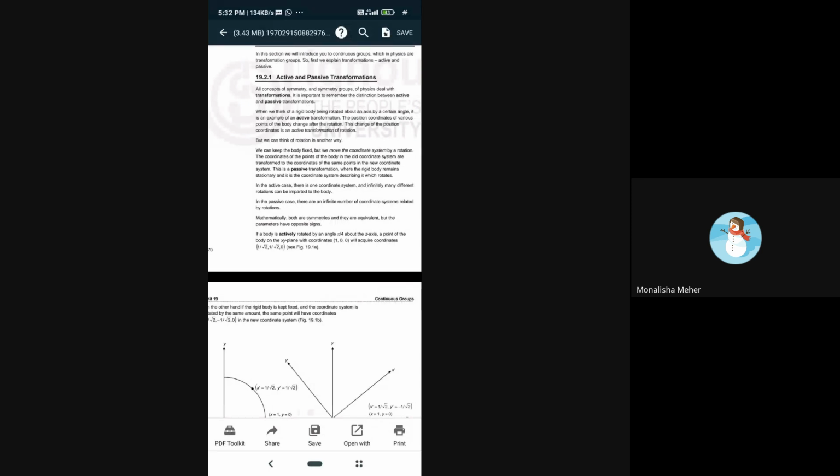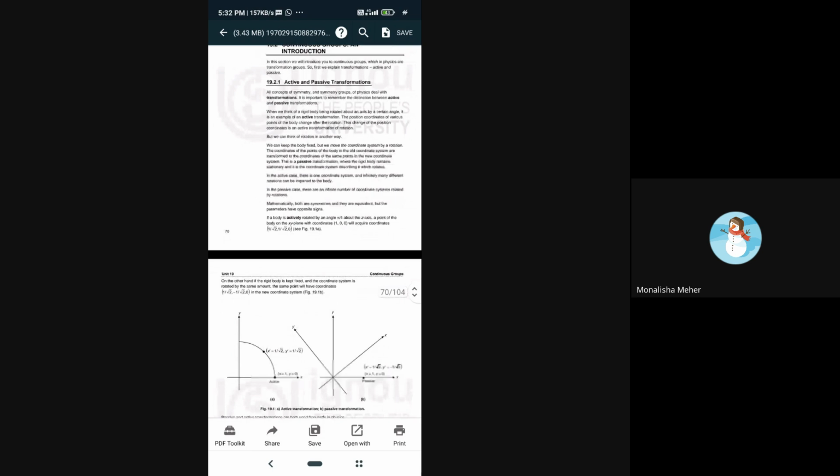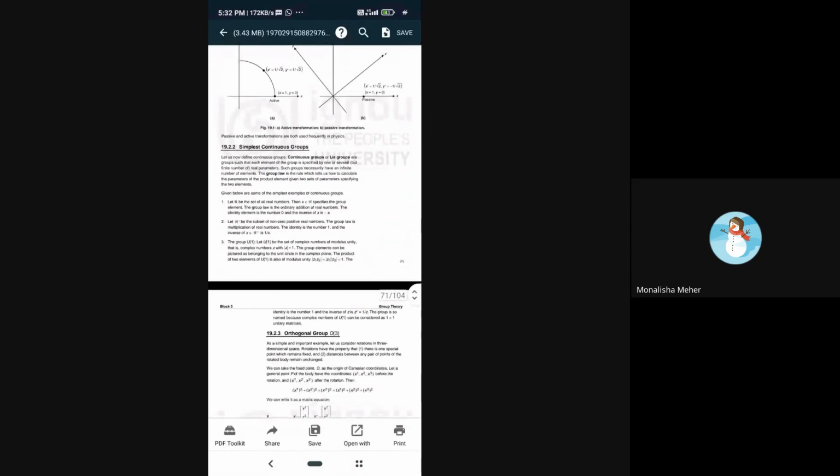In the active case, there is one coordinate system and infinitely many different rotations can be imparted to the body. In the passive case, there are an infinite number of coordinate systems related by rotation. Mathematically, both are symmetries and they are equivalent, but the parameters have opposite signs. If a body is actively rotated by an angle pi by 4 about the z axis, a point of the body on the xy plane with coordinates 1, 0, 0 will acquire coordinates 1 by root 2, 1 by root 2, 0, and so on. Okay, so your active and passive transformations can be described like this.